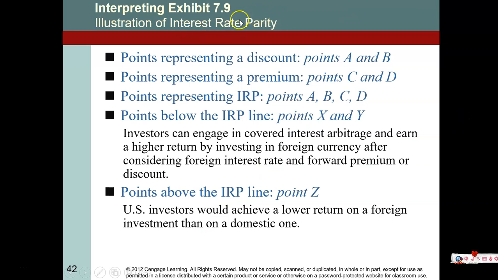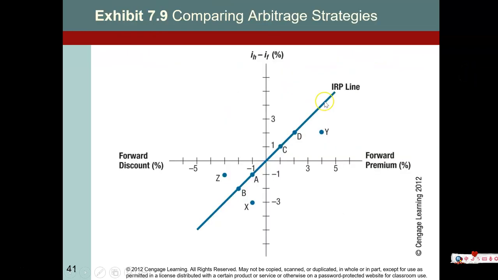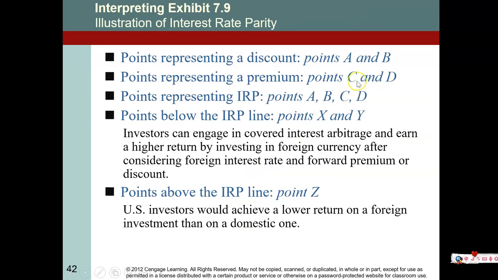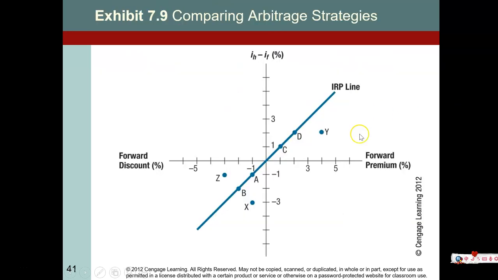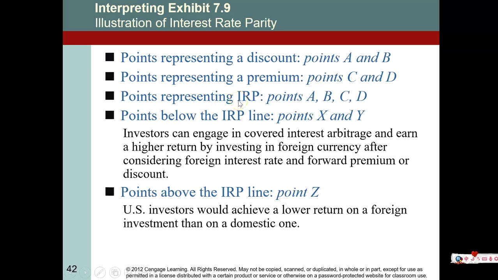Illustration of interest rate parity. Points representing a discount, points A and B. Okay, for A and B, it's the interest rate parity case, but because P is negative, we say this is a forward discount situation. For points C and D, it represents a premium. Okay, for C and D, P is positive, so there's a forward premium. And A, B, C, D, because they're all on the line, they all represent the IRP case, the interest rate parity case, as well.